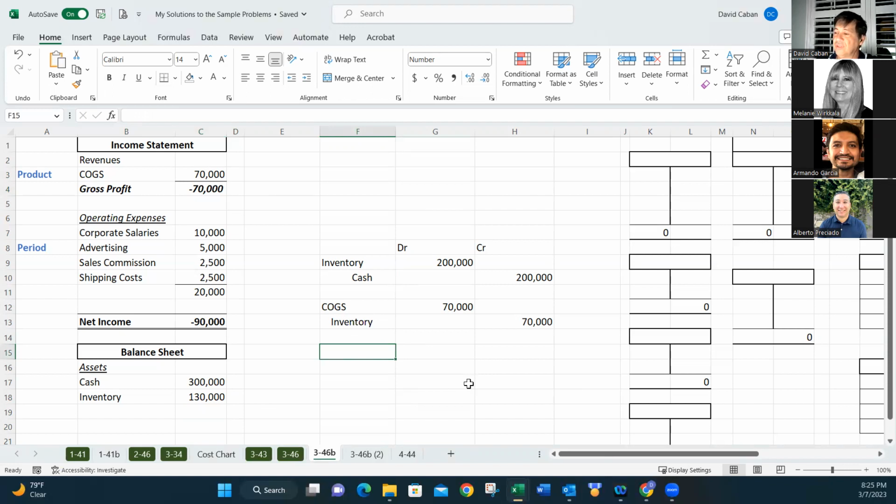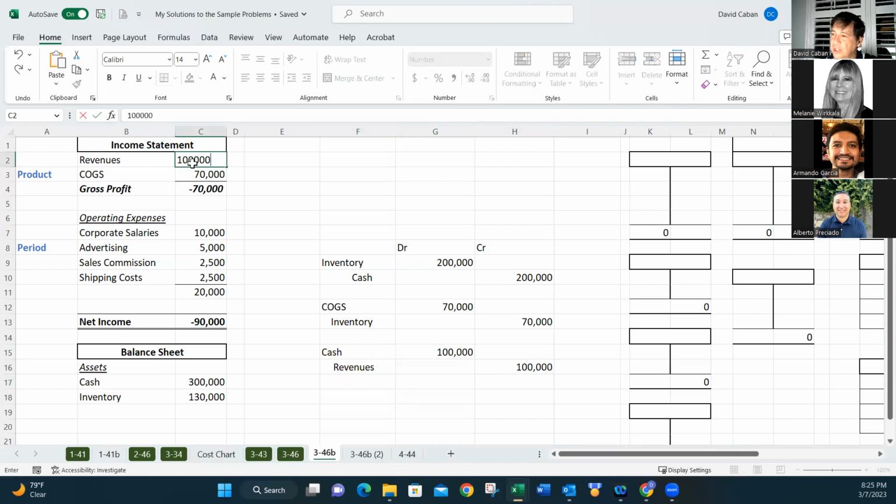Don't worry about this negative 70, because simultaneously now we are going to book the revenues, right? So let's say I sold it for $100,000 cash. So I'm going to book the cash and I'm going to book the revenues of $100,000. And so now we have the $100,000 over here, and our cash went up another 100, and we're at 400,000 again. So everybody see that, right? That's fairly easy to see and easy to understand, right? Any issues with that?